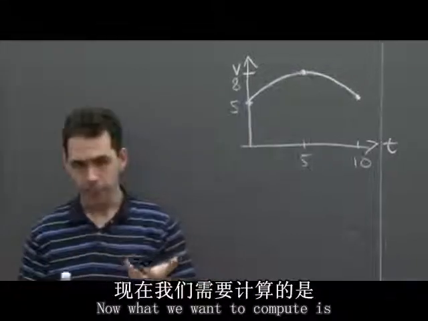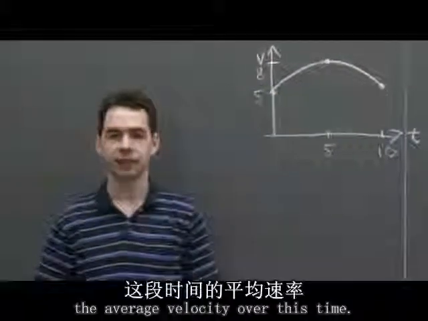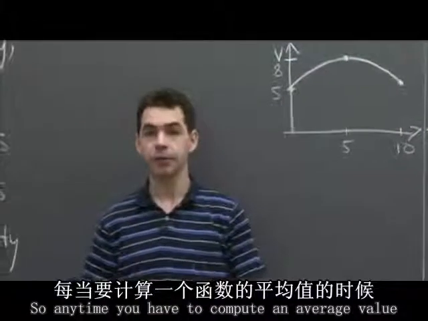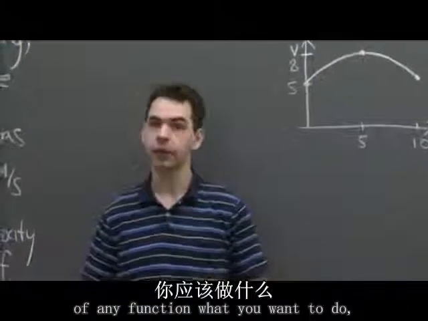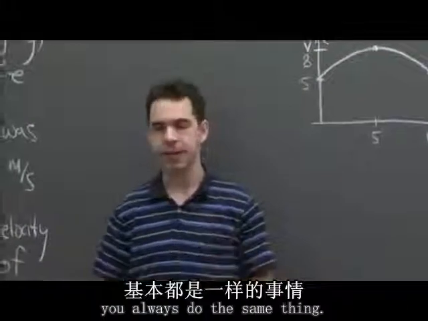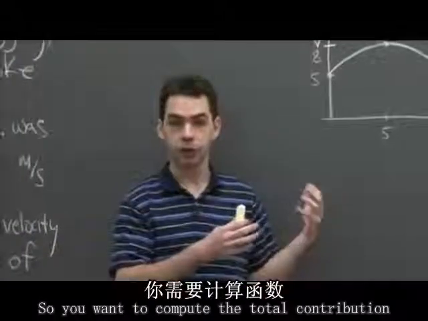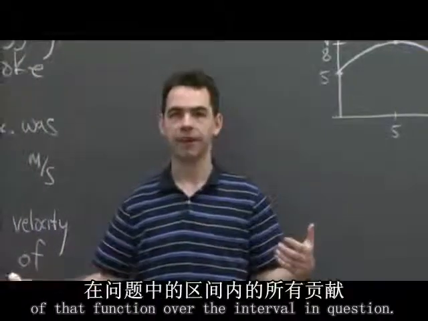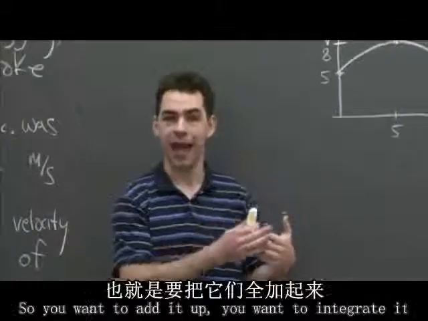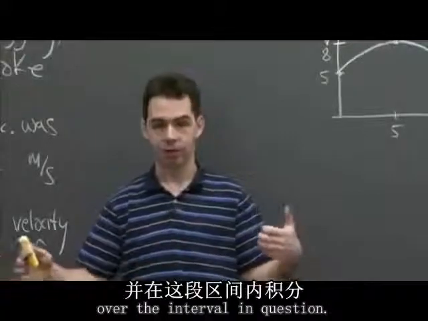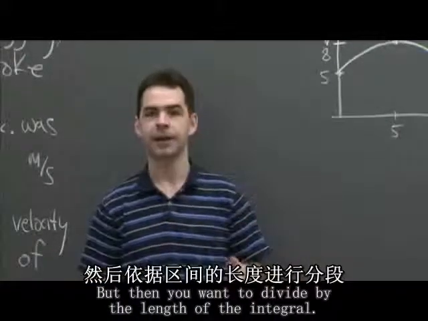Now, what we want to compute is the average velocity over this time. So anytime you have to compute an average value of any function, you always do the same thing. You want to compute the total contribution of that function over the interval in question. So you want to add it up. You want to integrate it over the interval in question. But then you want to divide by the length of the interval.